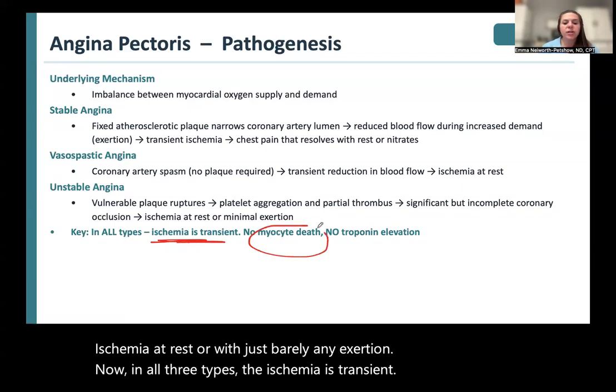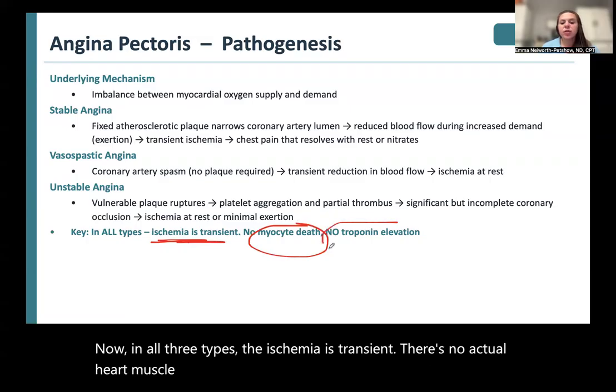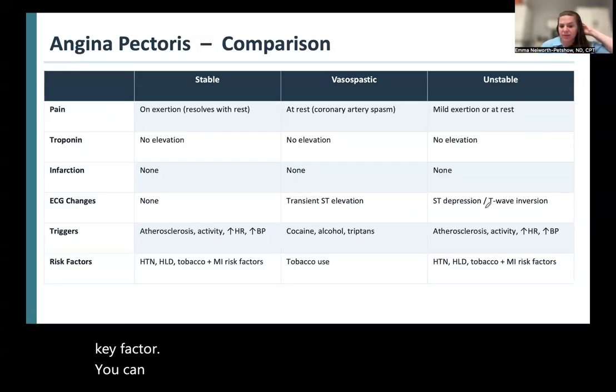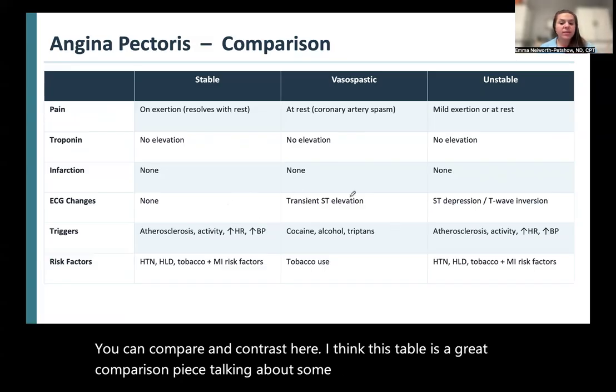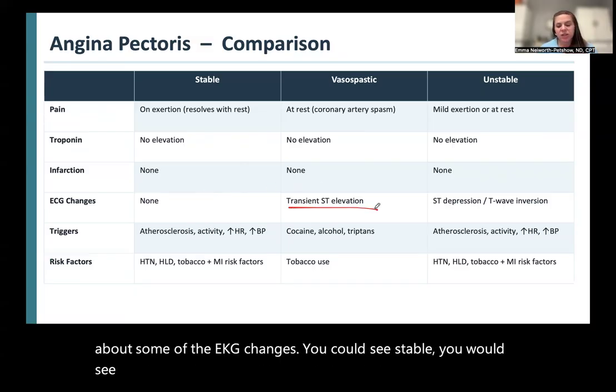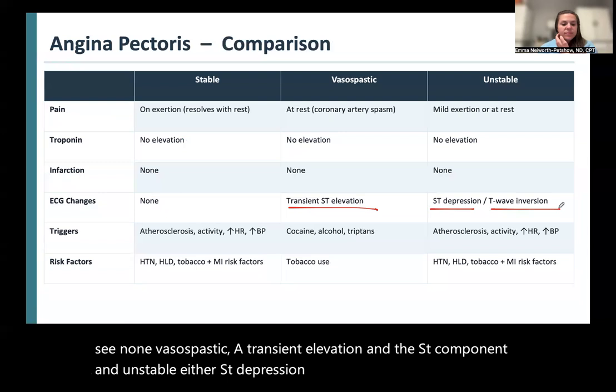There's no actual heart muscle cell death. There's no troponin elevation. So that's a key factor. You can compare and contrast here. I think this table is a great comparison piece, talking about some of the triggers and talking about some of the EKG changes you could see. Stable, you would see none. Vasospastic, a transient elevation in the ST component, and unstable, either ST depression or T wave inversion.